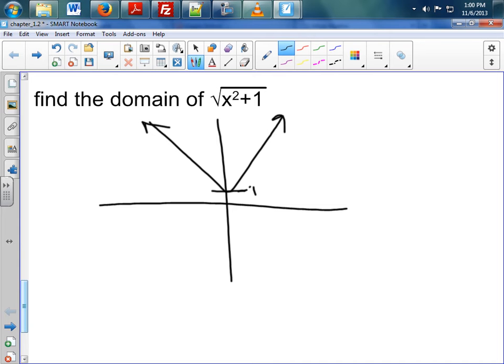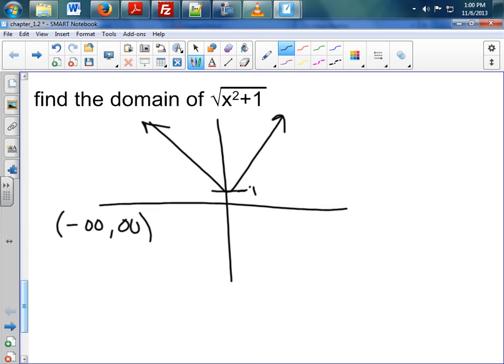So what would my domain be of this? Yeah, it's all of them. It's negative infinity to infinity. Why? Why was the other one restricted and this one isn't? Jordan: That one goes in both directions. Yeah, but look at the equation. Better yet, you'll never get a negative because you're squaring it.